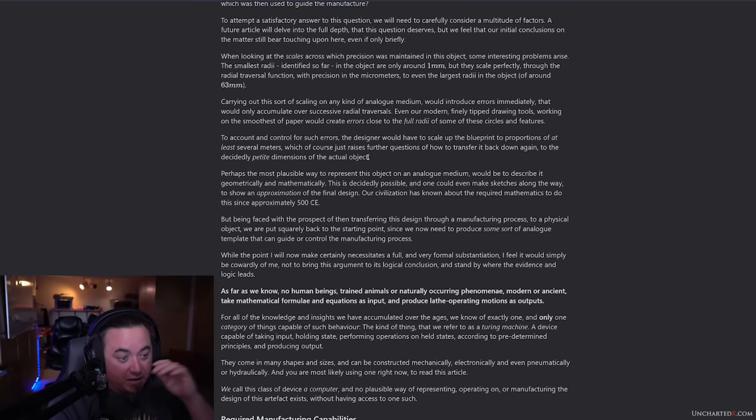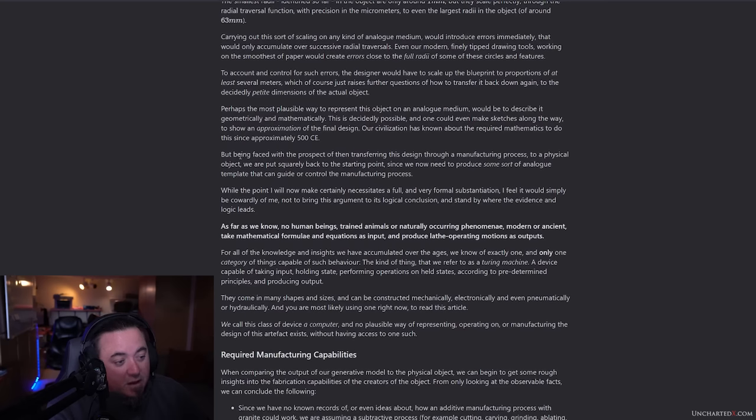Remember, it's about yay big. Perhaps the most plausible way to represent this object on an analog medium would be to describe it geometrically and mathematically. This is decidedly possible, and one could even make sketches along the way to show an approximation of the final design. Our civilization has known about the required mathematics to do this since approximately 500 CE.